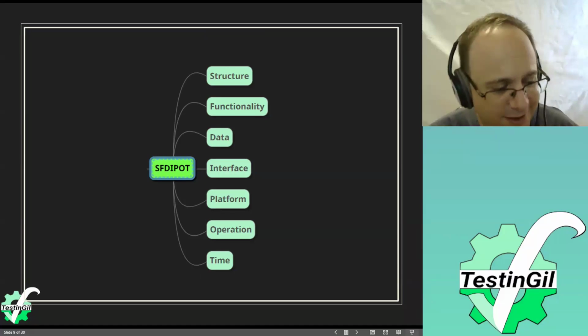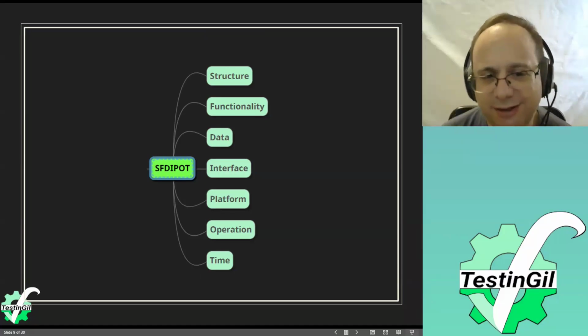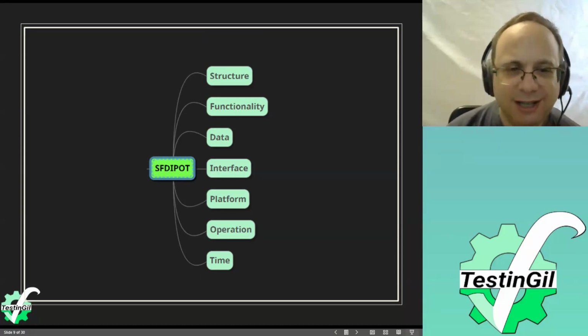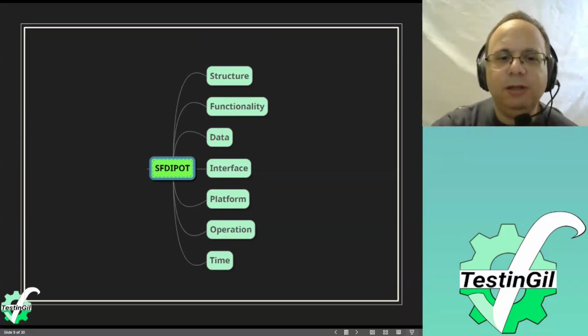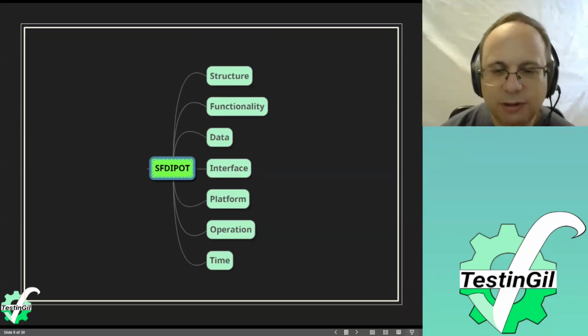It's this thing. And as you can see, they're sort of in order, but the order is only for saying this. There really is no item here that is more important than another, which is good. And it means that you don't have to start with structure every time.